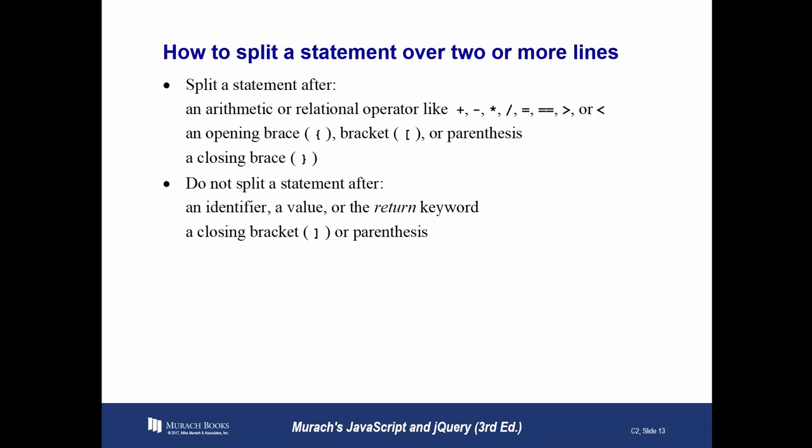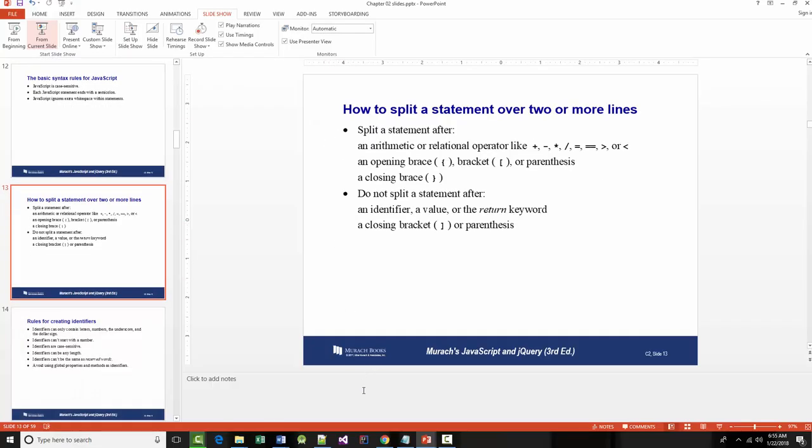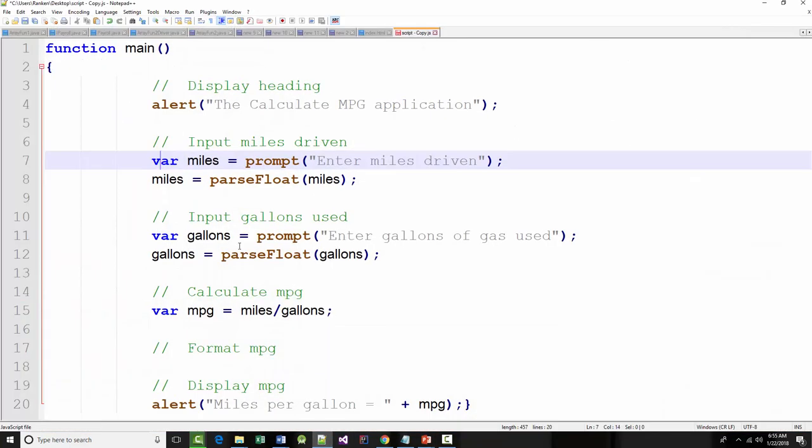All right, there are different ways to split JavaScript statements over more than one line. Guess what? You've already seen them. Notice here, originally, this looked like this. This bar gallons equal.